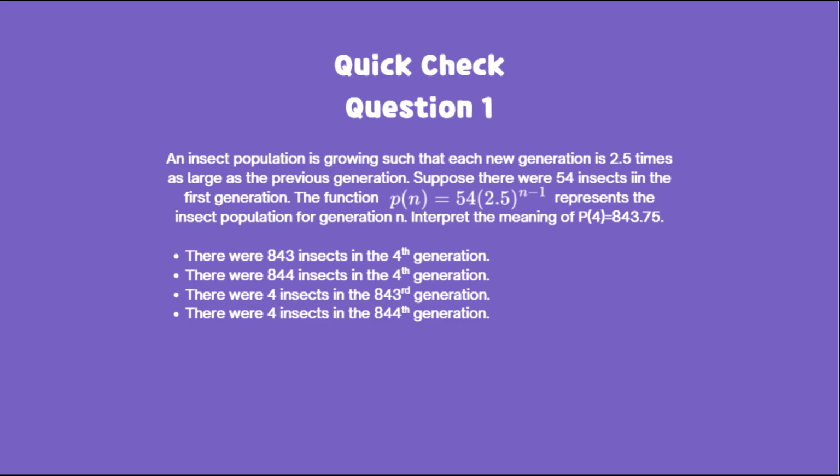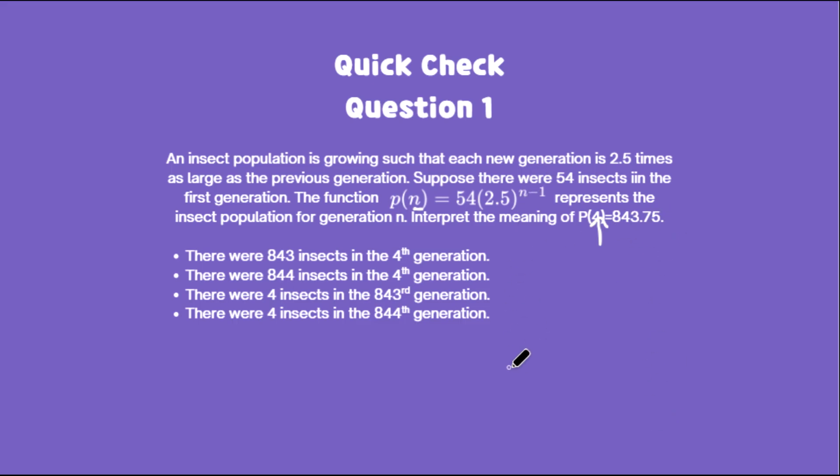Check. An insect population is growing such that each new generation is 2.5 times as large as the previous generation. Suppose there were 54 insects in the first generation. The function p of n is equal to 54 times 2.5 raised to the power of n minus 1 represents the insect population for generation n. Interpret the meaning of p of 4 is equal to 843.75. Okay, I'm not going to tell you how to answer this, but you need to interpret this. So if we put p of 4 right here, that means that n is being replaced with 4 in this formula. Okay, so if you replace this n with a 4, this is the answer that you would get.